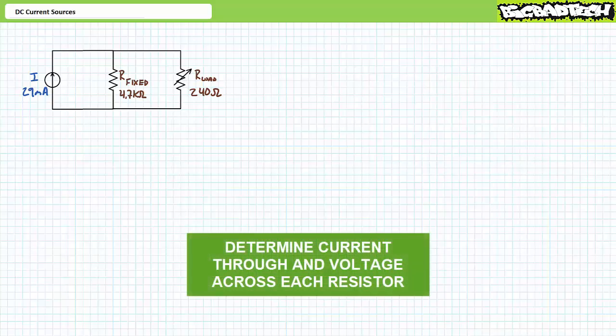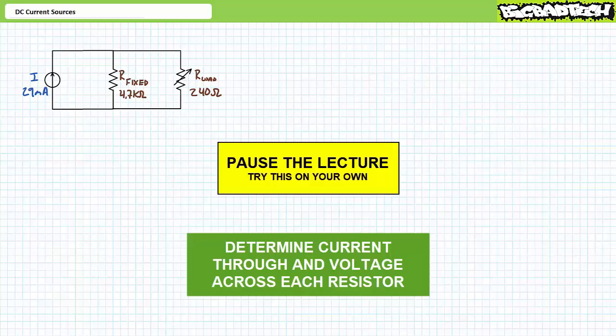If you're up to the challenge, see if you can use the current divider rule to solve for the current through each element. Once you've got this information, see if you can solve for the voltage drop across each element. By all means, pause the lecture and try this on your own. If you're tracking, you should have obtained the following results.